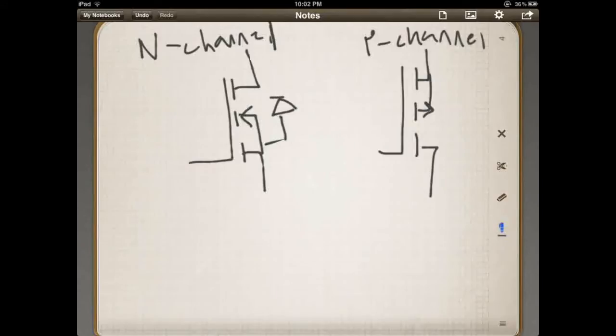Now, most of the time, due to their construction, they have what is usually referred to as the body diode. We'll discuss this in a minute. It's due to the construction of the device. It's just an inherent property that it has.